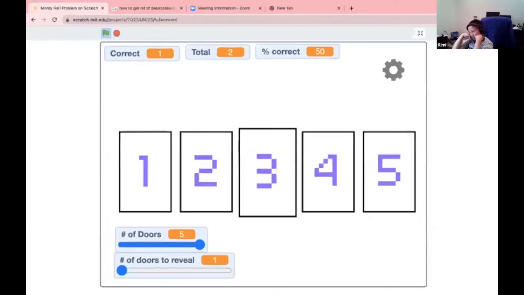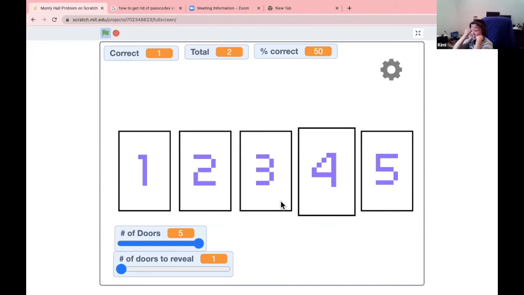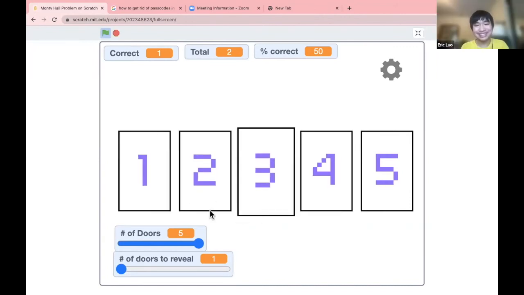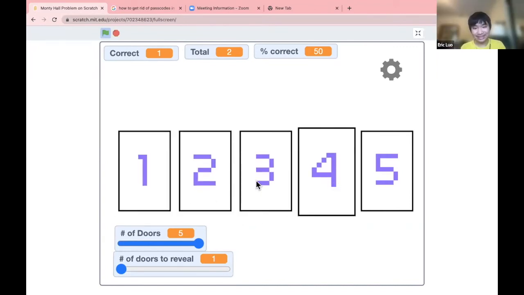Why is the 3rd door so big? Oh, because it becomes big if it's selected. Okay. Yeah, so 2/3, 3/4, 4/5. Does anyone see anything interesting going on there?